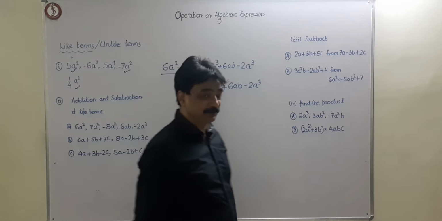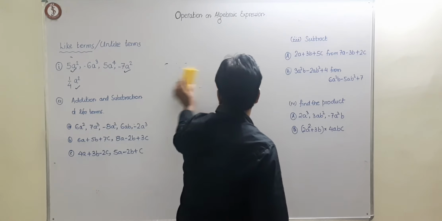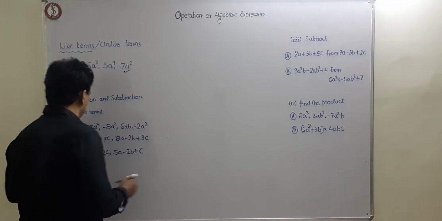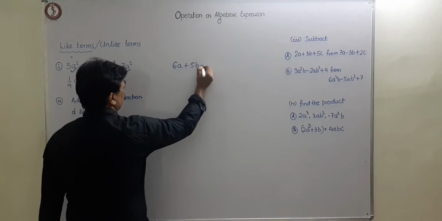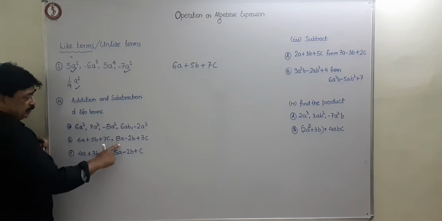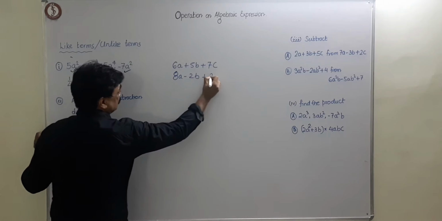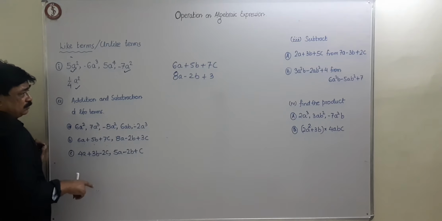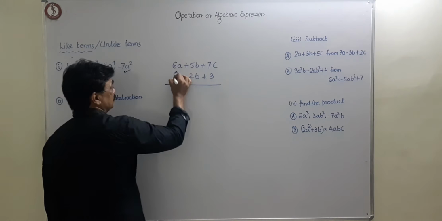Easy? So now let us see. Okay, so we go to the second sum. Now here what is happening? We have to add 6a plus 5b plus 7c. You can do the column method. 6a plus 5b plus 7c, I have copied there. Then 8a minus 2b plus 3c. You write the like terms one below the other. So then add 6 and 8, what is it?